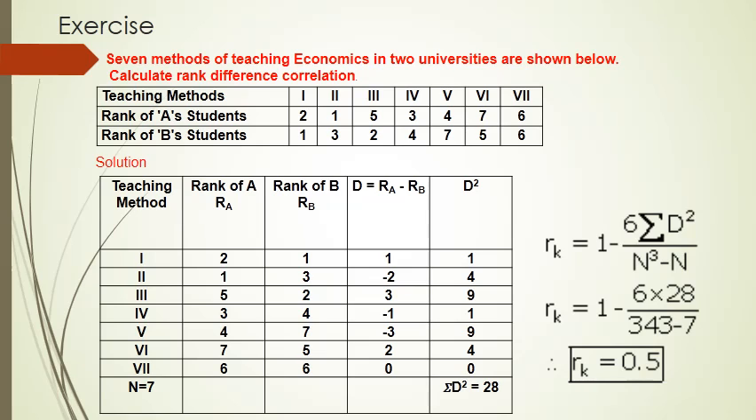And we know the formula is 1 minus 6 summation of d square divided by n cube minus n. So it is 1 minus 6 into 28, because we have already found summation of d square is 28, and n is 7. So n cube, 7 cube is 343 minus 7. So the rank correlation is 0.5. So there is moderate positive correlation between the ranks of student A and student B.